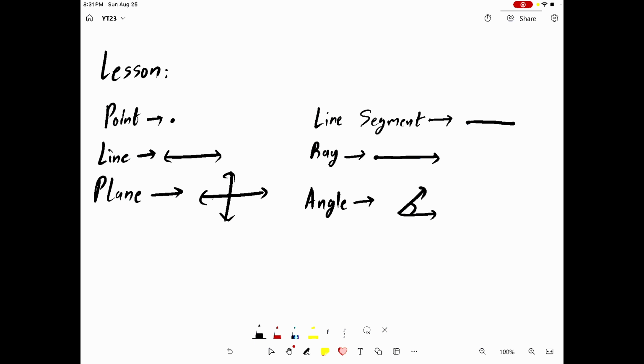So, here I have a point. This is a point. This is called a line. This is called a plane, and I think you get it. This is a line segment. The one in the middle here is a ray, and then there's an angle. These are the 6 most basic terms you must memorize and make yourself familiar with in order to have any level of understanding with geometry. This is the most basic stuff that you should know, and that's what this lesson is devoted to.